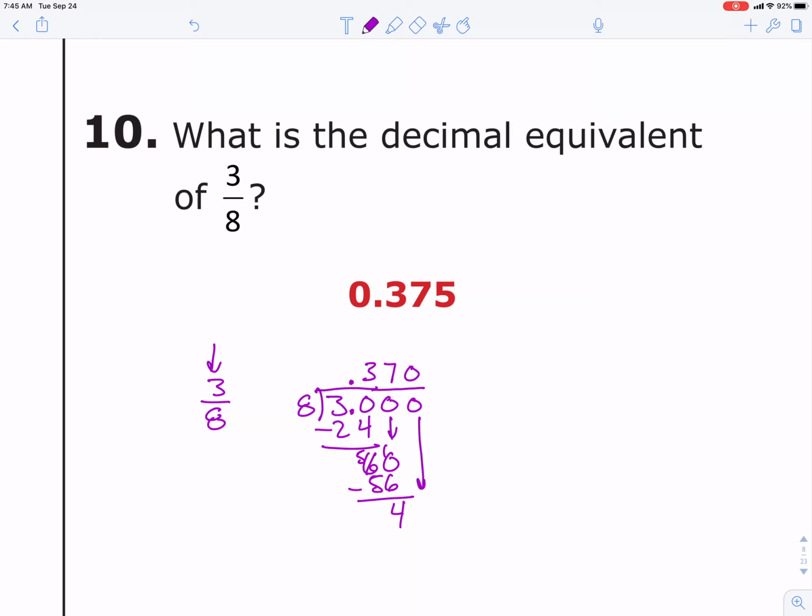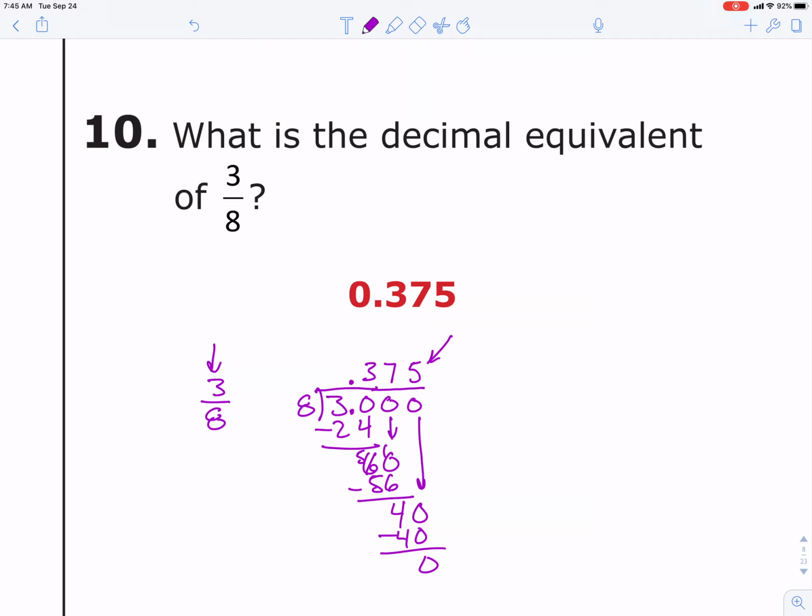Bring it down. Does 8 go into 40? Yes. Oops, I'm sorry. That 0 doesn't go there. Added too many zeros. 5. 5 times 8 is 40. God, this one's really messing me up. I think it was that bell ringing messed me up. 40 minus 40 is 0. So there is my decimal equivalent.